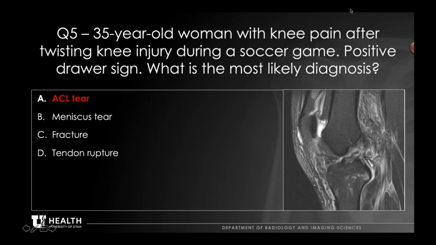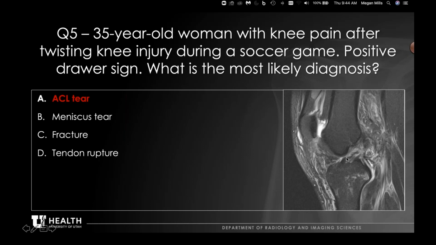And our last case, saw one of these before, very classic history, right? Soccer players and skiers frequently have ligament injuries. The anterior drawer sign is specific to the anterior cruciate ligament. Again, we're looking at Blumensaat's line.